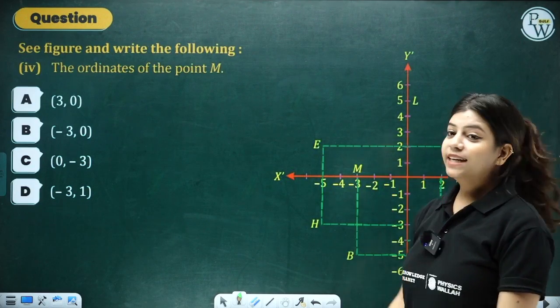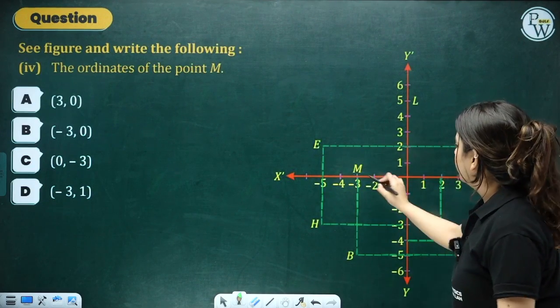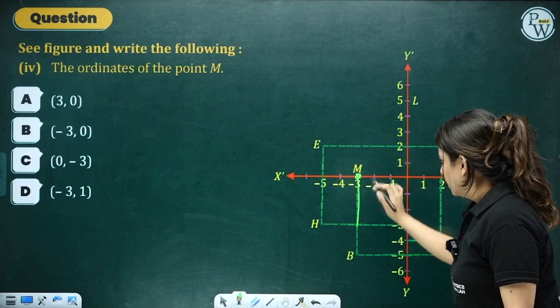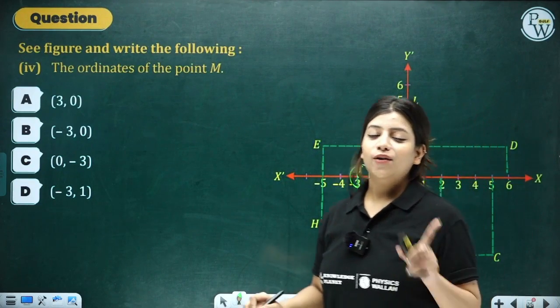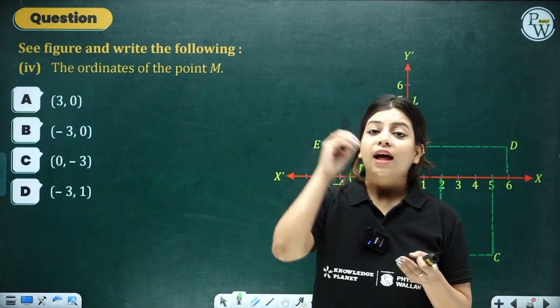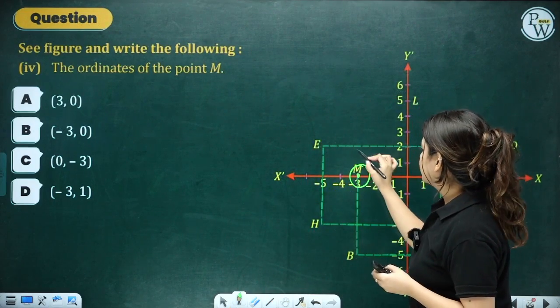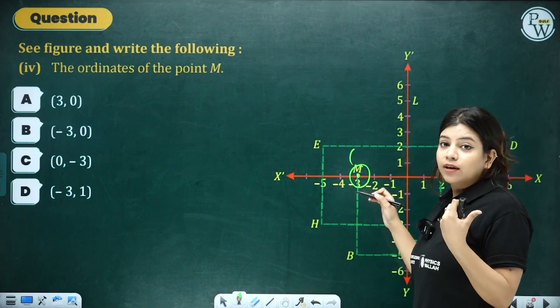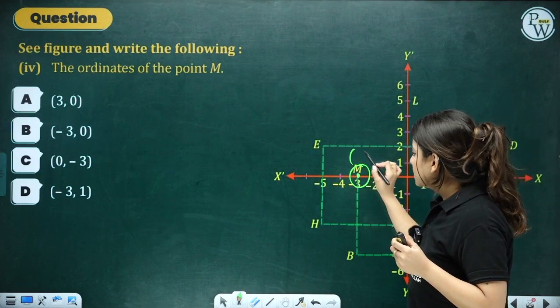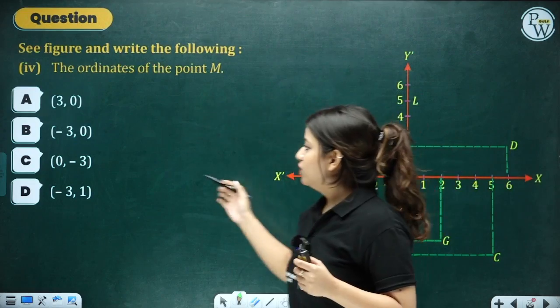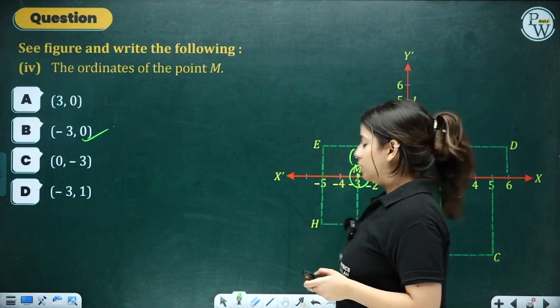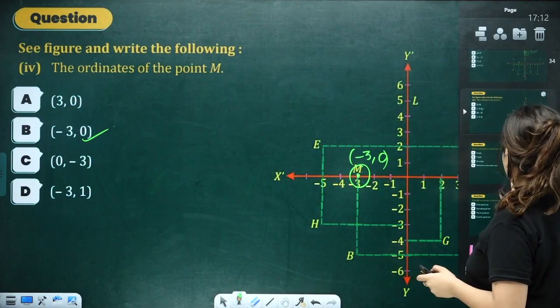Alright, the coordinates of the point M. Over here it is M, right? This is the point M, and it is lying on the negative side of the x-axis, but it is lying on the axis, so we can simply say that in this particular part its x will be minus 3 and its y will be 0. So negative 3 comma 0, option B will be the correct answer for this question.